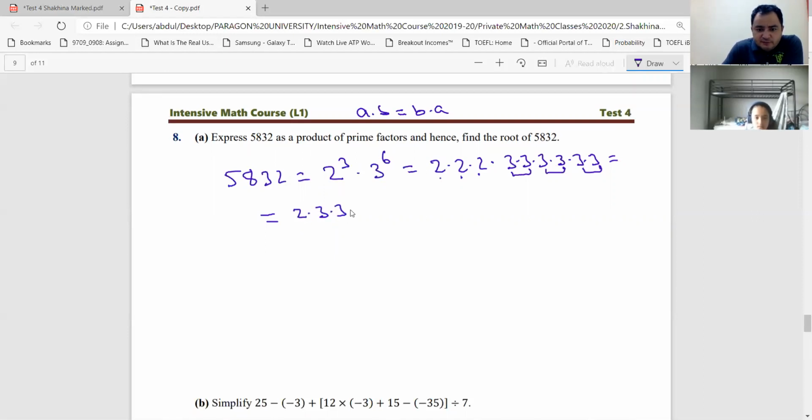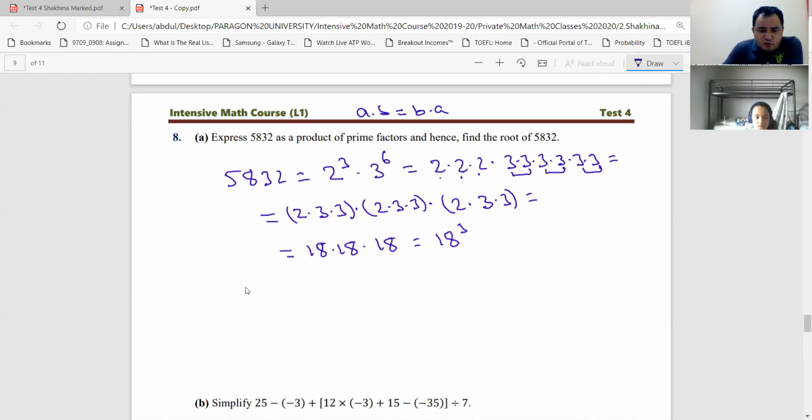The first one. Okay, let me just put parentheses, it doesn't matter. 2 times 3 times 3, and the last one, 2 times 3 times 3. And we know that what is 2 times 3 times 3? It is 18. And how about this one? 18. How about this one? 18. So what is it? That's equal to 18 cubed.